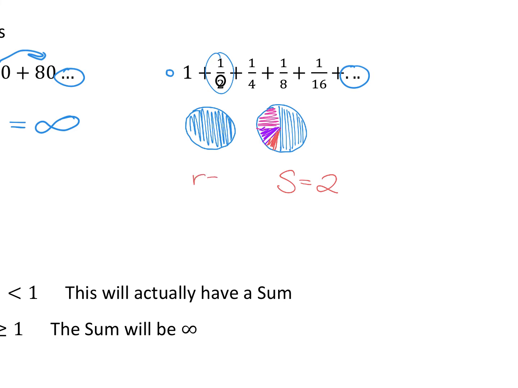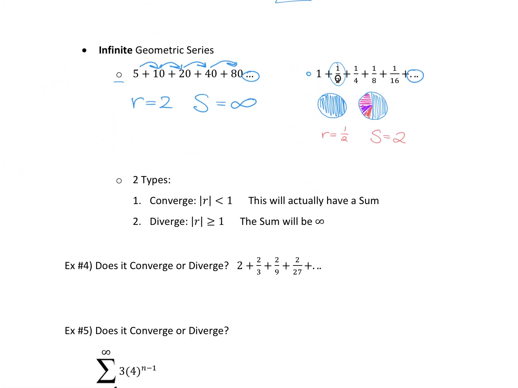What is your ratio, your common ratio on this one? 1/2. You're multiplying by a half each time. So here's what I want you to see. This goes along with this down here. When your common ratio is a number that is greater than or equal to 1 as an absolute value, okay?